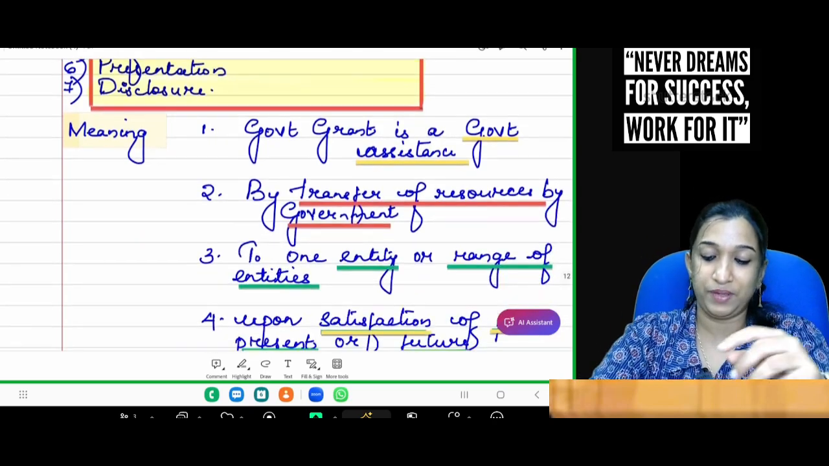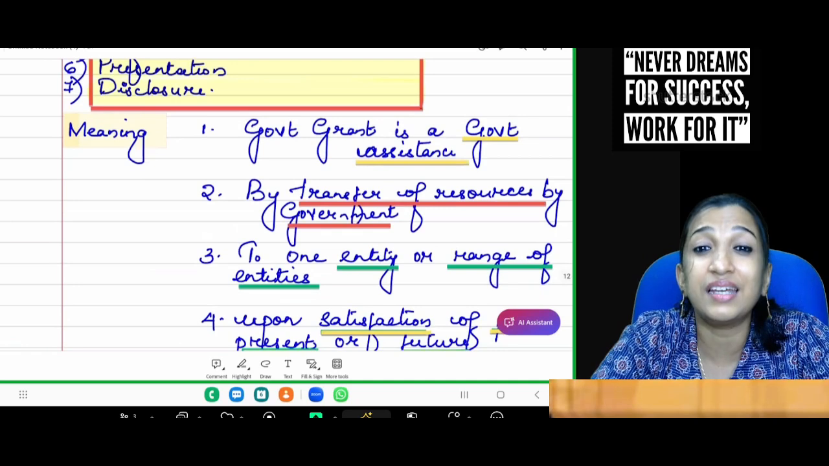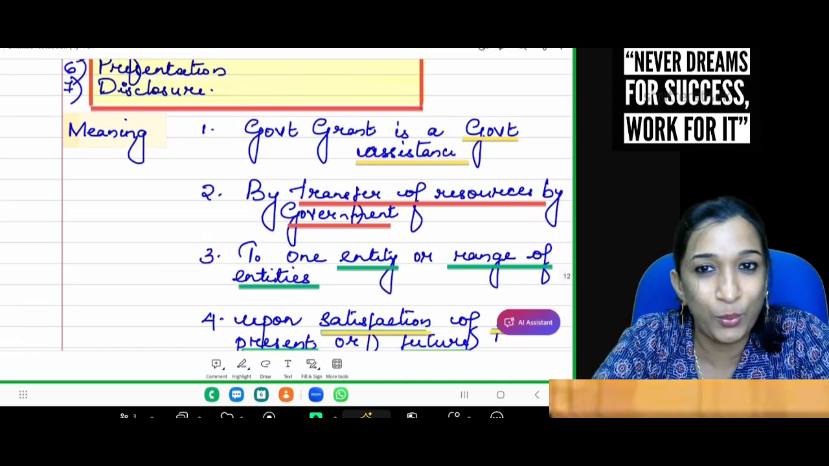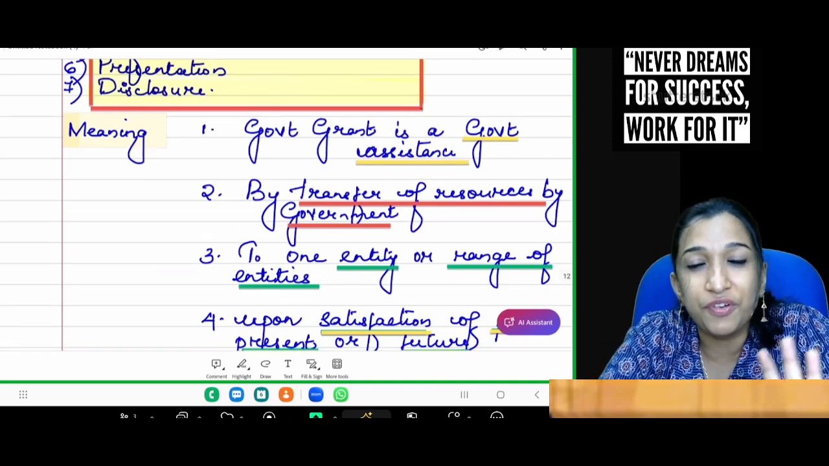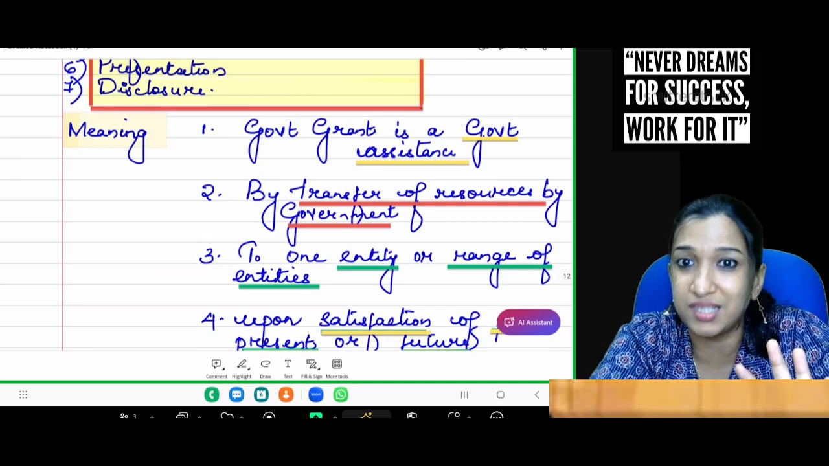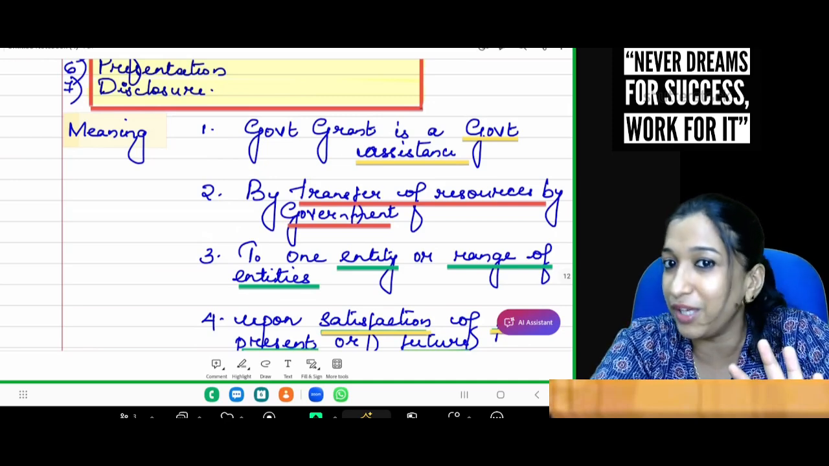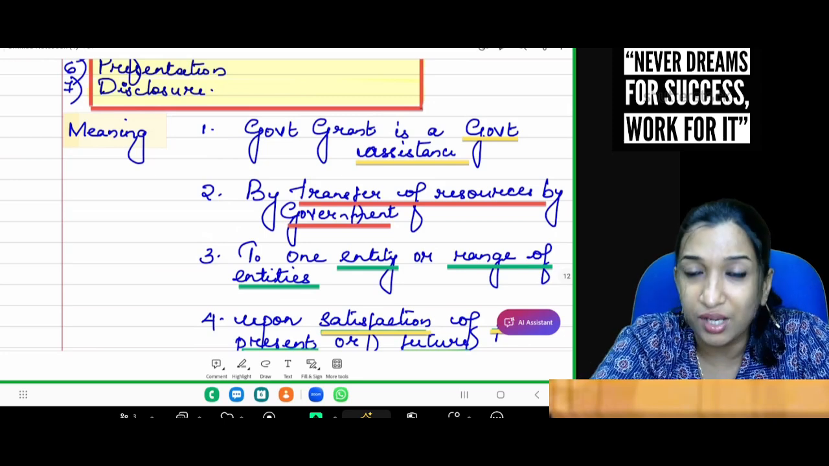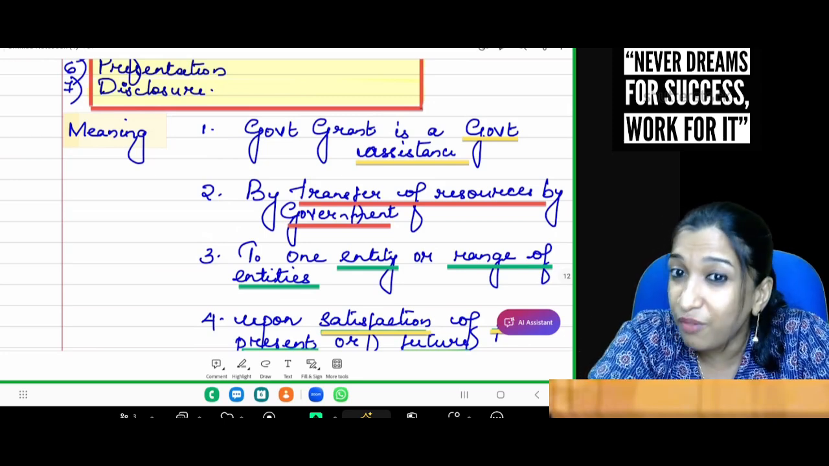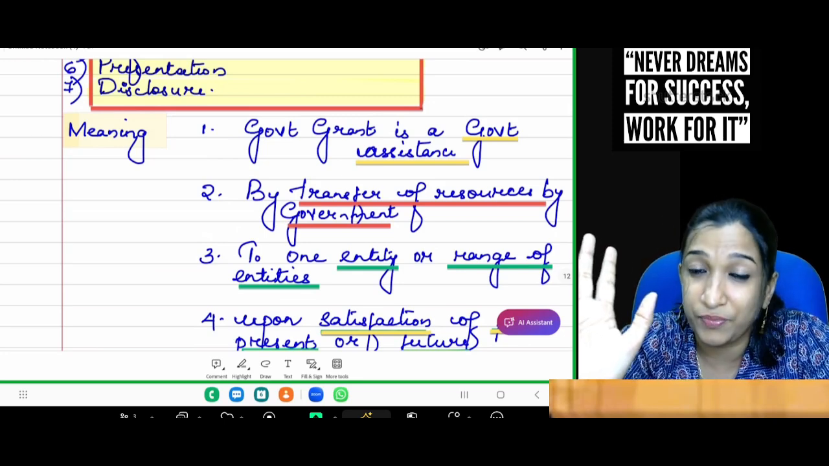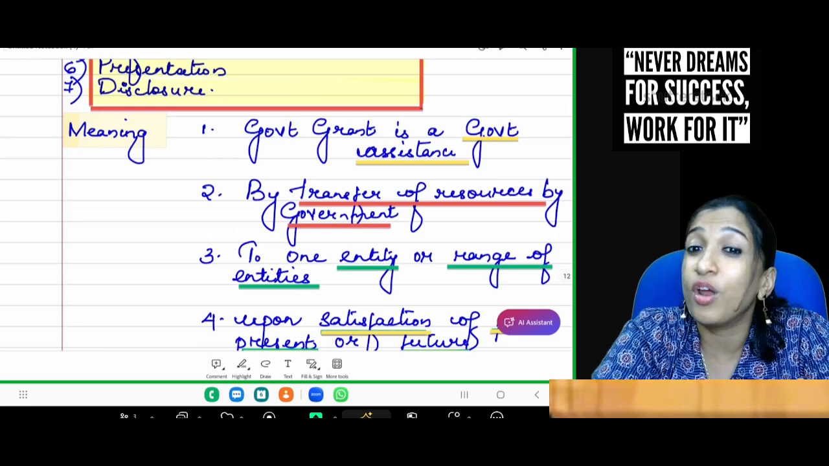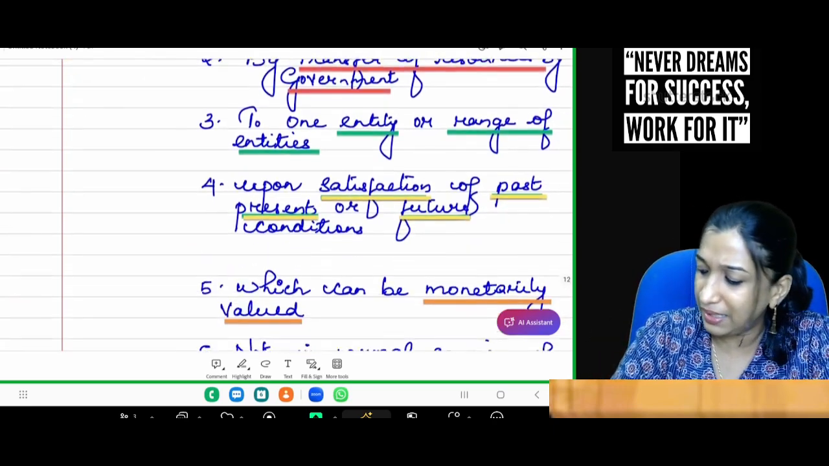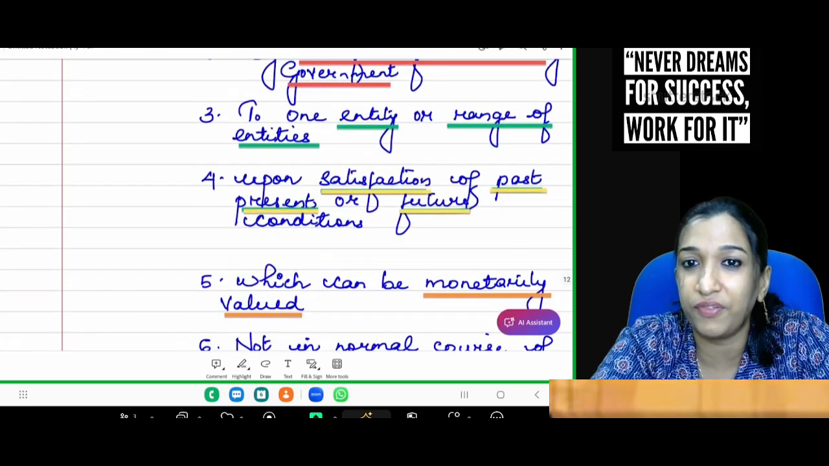So first one, a government grant is a government assistance by transfer of resources. Of course, the government is assisting you, financially helping you, right? By transfer of resources, it can be monetary or non-monetary, but there will be transfer of resources to one entity or a range of entities. What do you mean by that? To one entity or a range of entities?